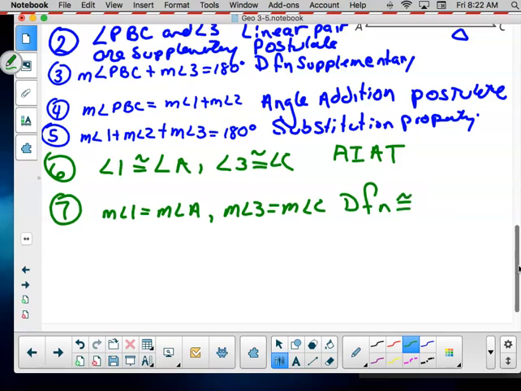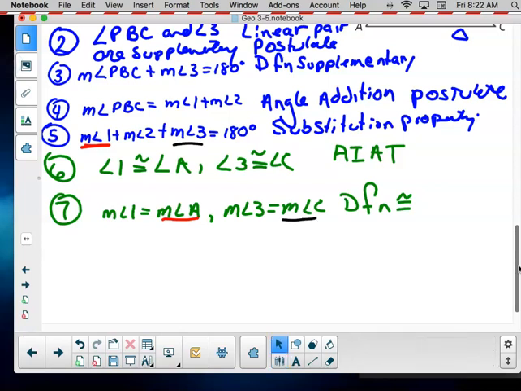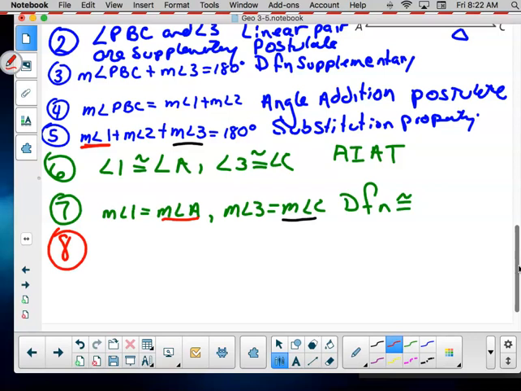Now, after I do that, I can now substitute. Where I see A here, I can substitute A in there, and where I see 3, C. So that's what I'm going to do in my next step. So here comes my substitution step, and I've got 8. This is my substitution step.